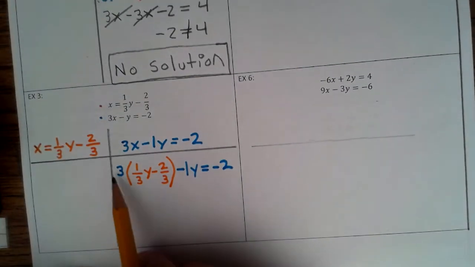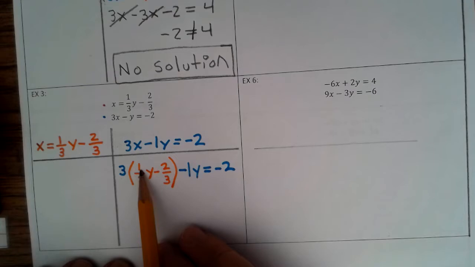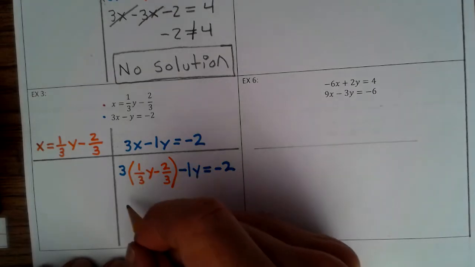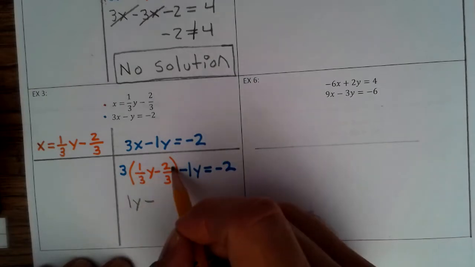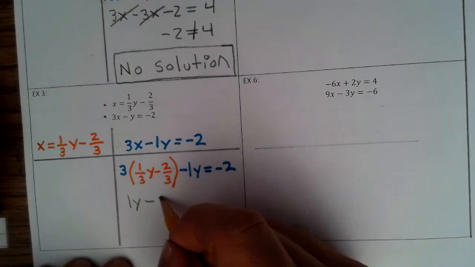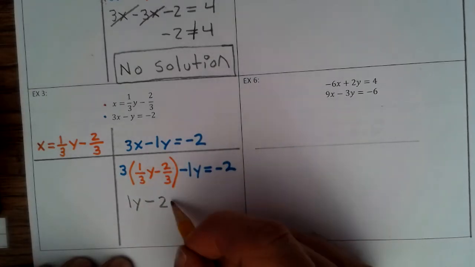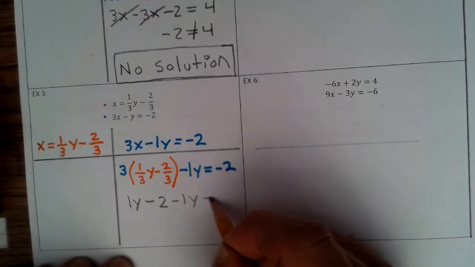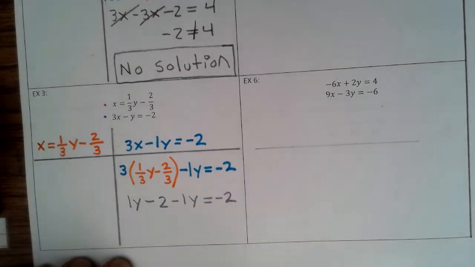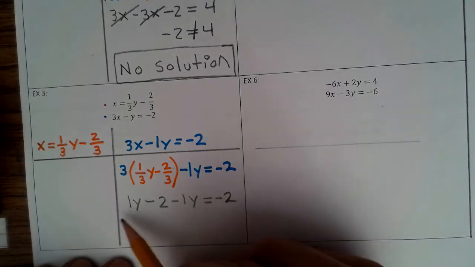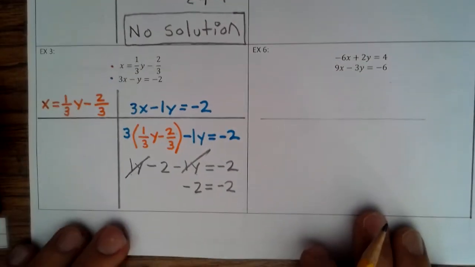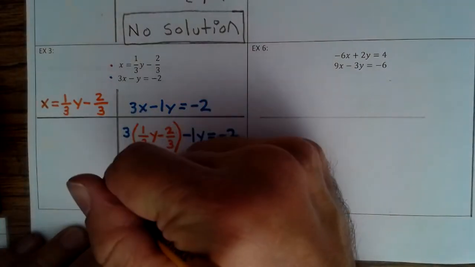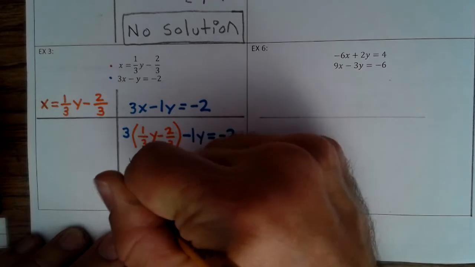Okay, so now we're going to distribute the 3. 3 times 1/3 is 3 divided by 3, which is 1. So that's 1y. Minus 3 times 2 is 6. 6 divided by 3 is 2. Minus 1y equals -2. Well, 1y minus 1y cancels. You're left with -2 equals -2. That is always going to be true, so it's going to be infinite solutions.